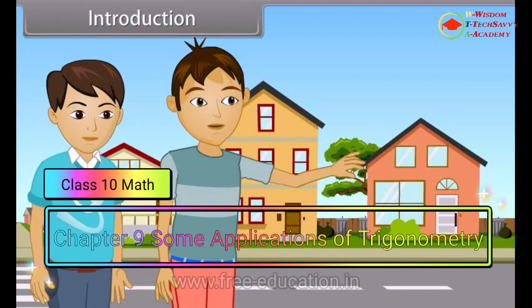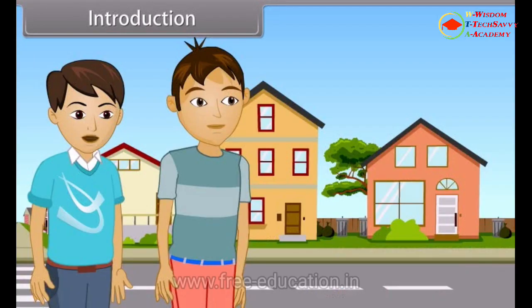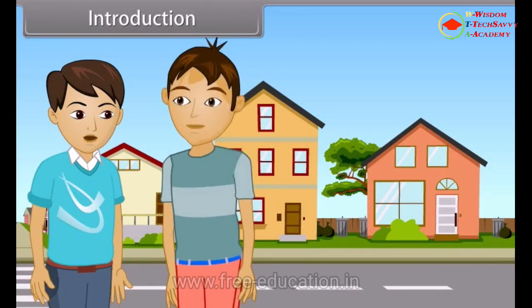Hey, Saurav, look at that building. Yes, that is the highest building of this area, you know. Look at that flag over that building, man. Do you know that we can easily find the height of that flag and the building? Really? Yes. We use trigonometry ratios to find the heights and distances. Come, I will tell you in detail.